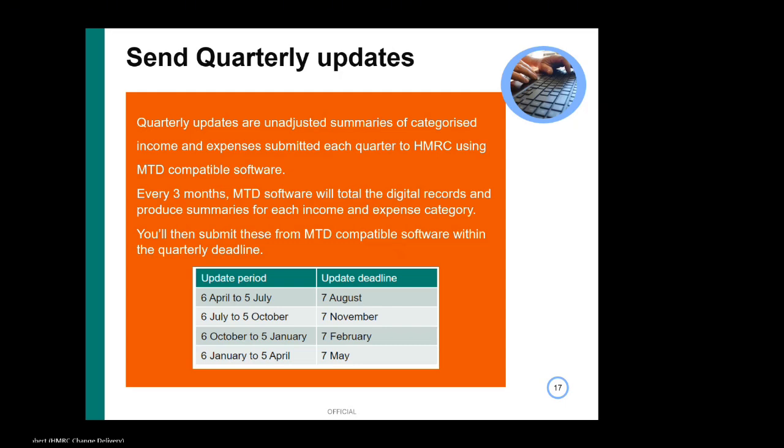So now we're going to look at the quarterly updates. Quarterly updates are unadjusted summaries of categorised income and expenses submitted each quarter to HMRC using MTD compatible software. Every 3 months, MTD software will total the digital records and produce summaries for each income and expense category. You'll then submit these from MTD compatible software within the quarterly deadline.